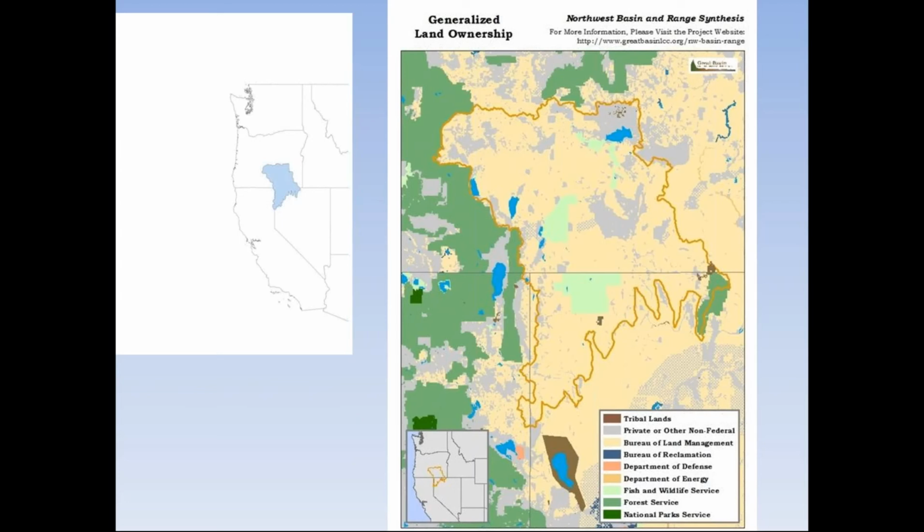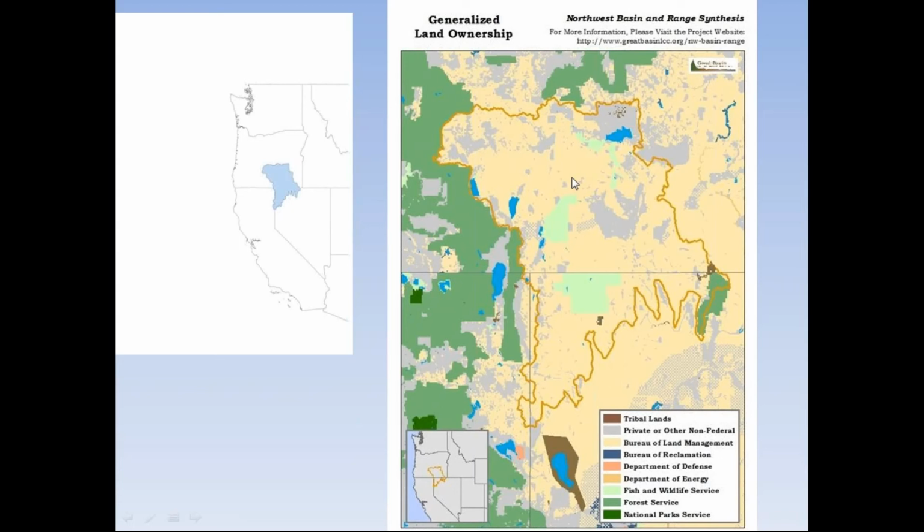What are some of the threats, and then what are some strategies? So, this is, again, the geography located around the Northwest Basin and Range and some of the land ownership patterns that you see as well.